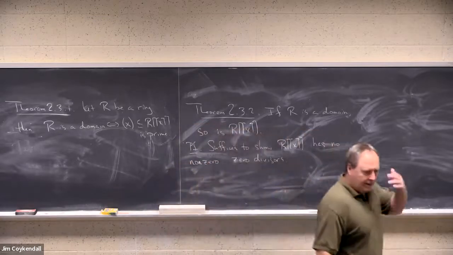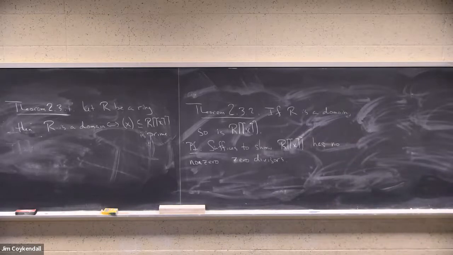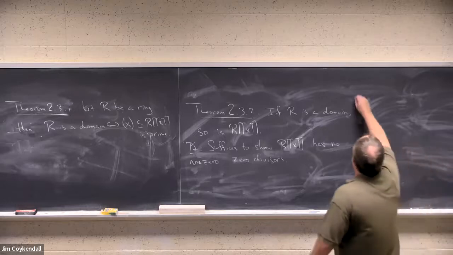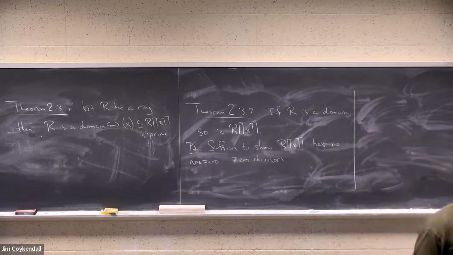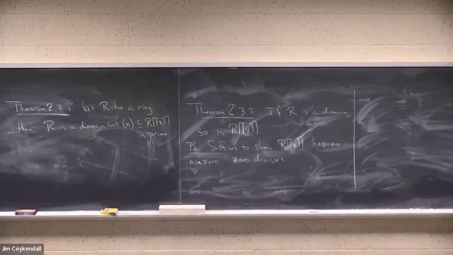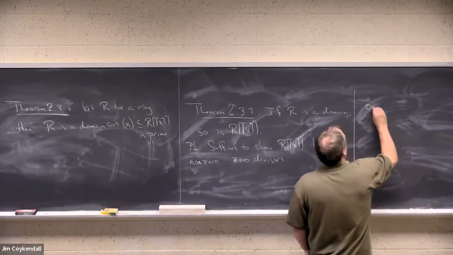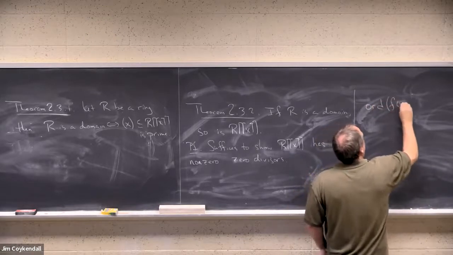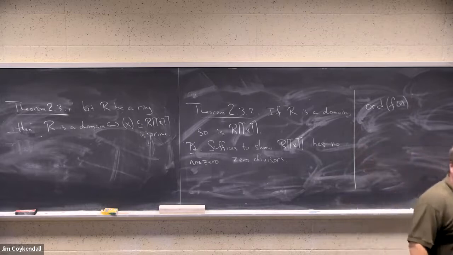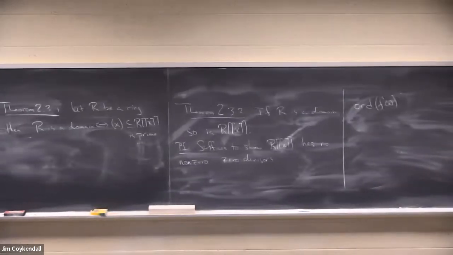Now, here's my dilemma, though. The way we proved this for polynomials was by using degree. That ain't gonna fly. Any ideas? You don't have to go all the way to Chicago for this. We look at something called the order of f, ord.